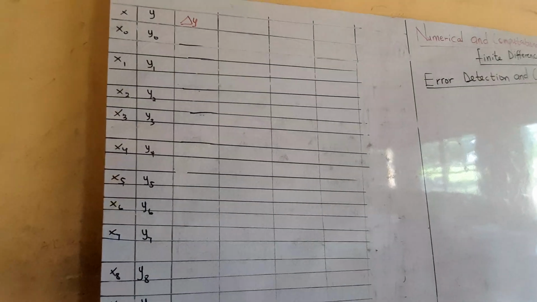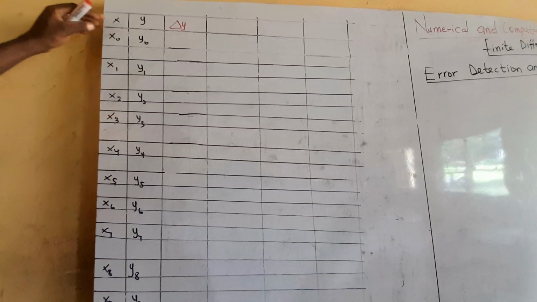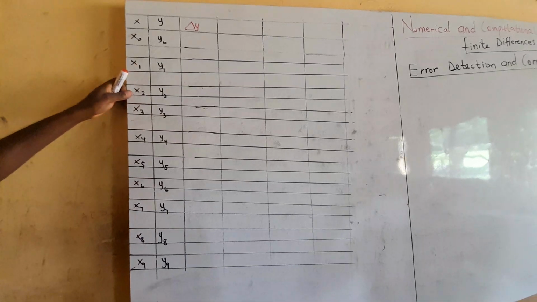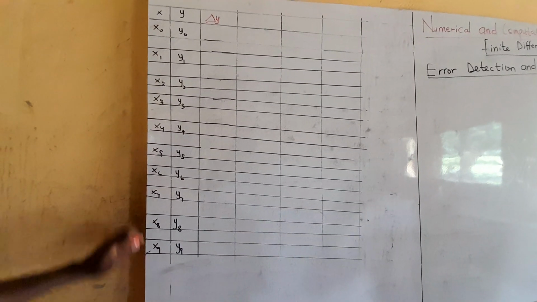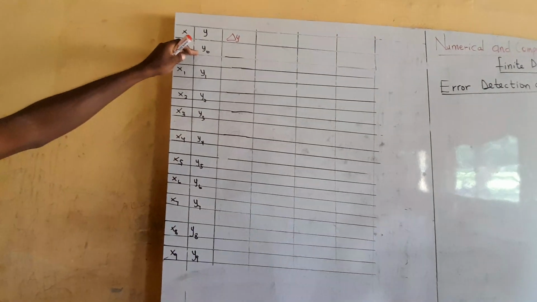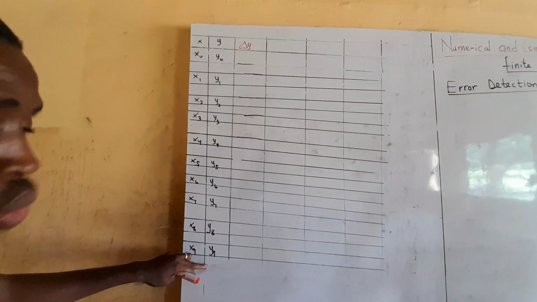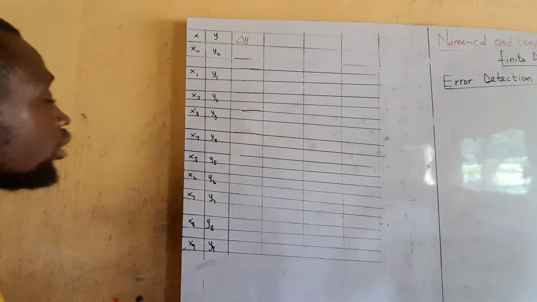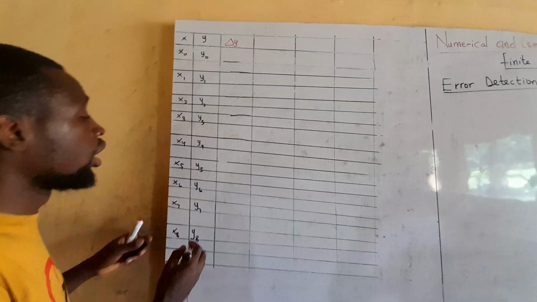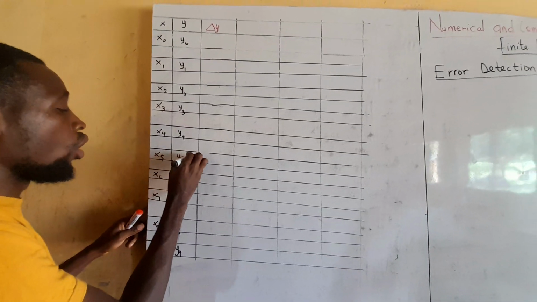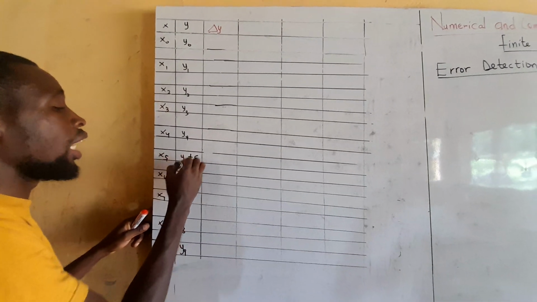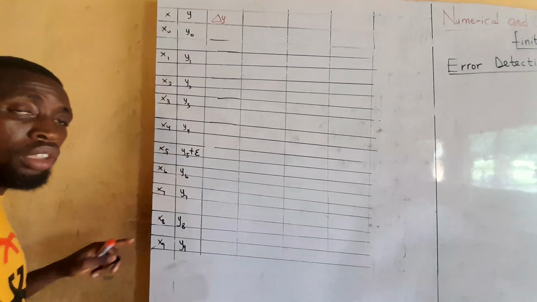So let's say we have a set of values for x as x0, x1, x2, x3, x4, x5, x6 up to x9, and that of y is y0 up to y9, and we happen to know that an error occurs at y5, so we add that error, epsilon, to y5.